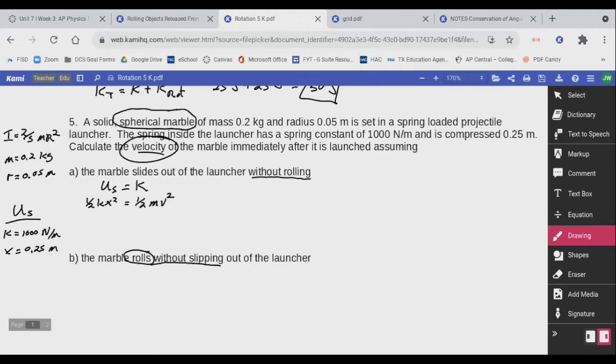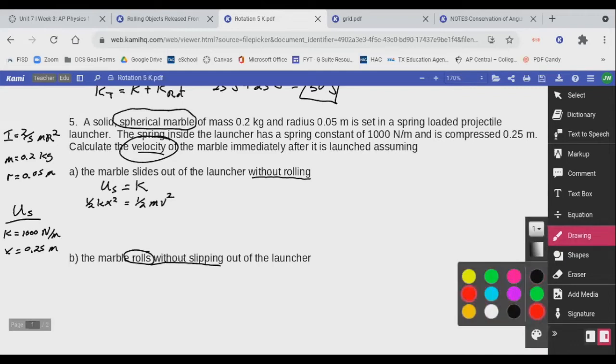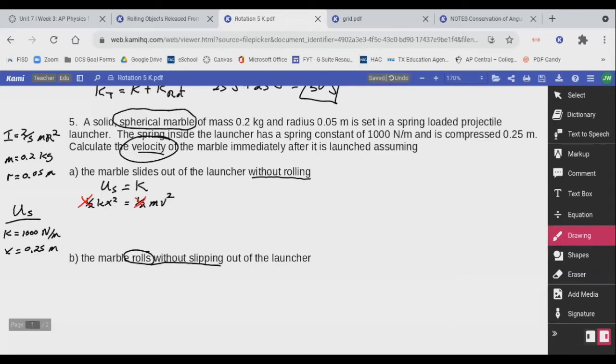All right, now that we're here, what's the obvious thing to do to this equation? Cancel the 1/2s. Yeah. I like to cancel in red because it's something to go back and see easily. So let's cancel those 1/2s. We're solving for velocity, so I want to get velocity by itself. Let's divide both sides by mass and then square root. That gets velocity by itself, right? So we've got the square root of kx squared divided by mass is equal to velocity.